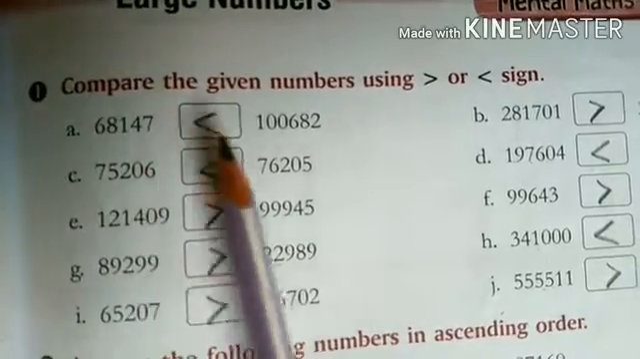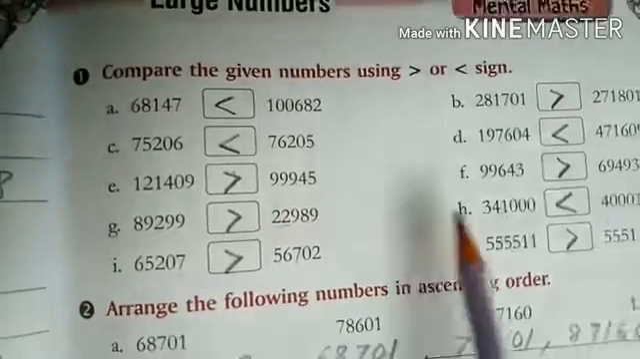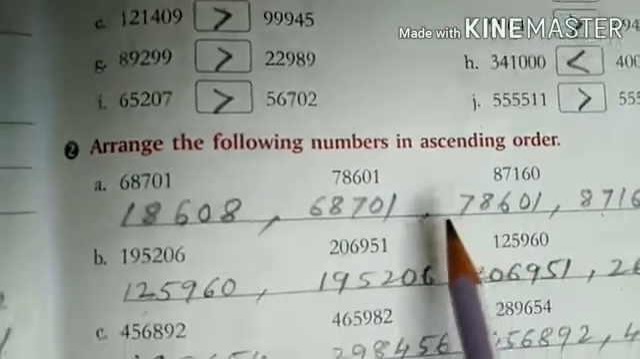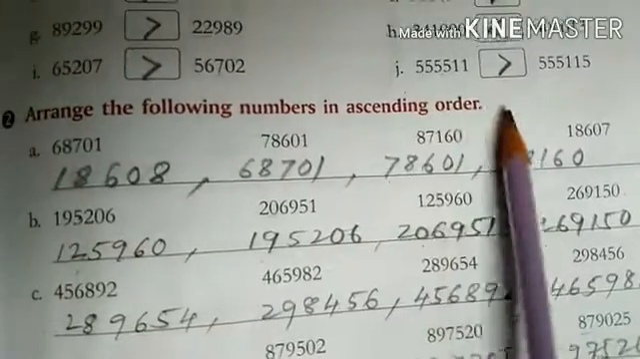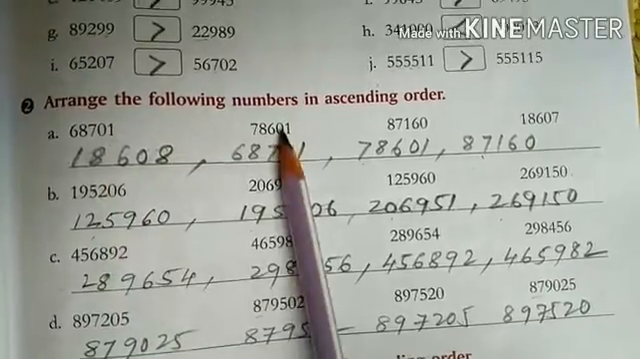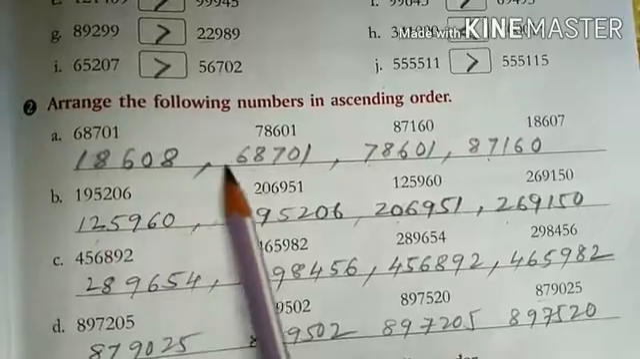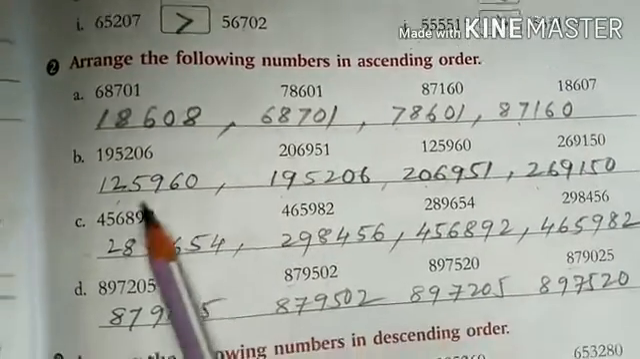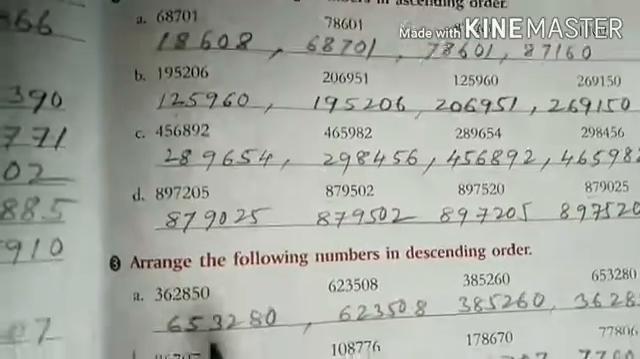If we compare these two numbers, we will find that this number is smaller than that number. Okay, so you can do it on your own. Once again, you have to arrange the following numbers in ascending order. Ascending order means smaller to larger number. I have written here, you can see the numbers given, smaller to larger. Now this number and this one you can do on your own.